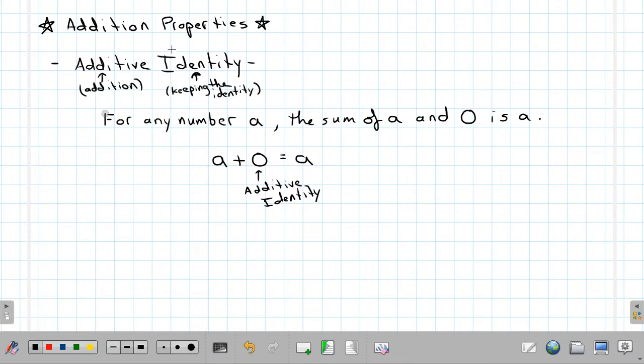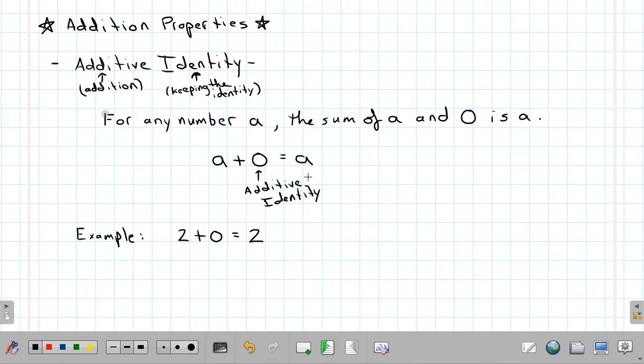Basically, what this property tells us is we can add something to anything and it keeps its identity. For example, if we have 2 and we add 0, the result is still 2. The 2 kept its same identity. We didn't change the 2 at all because we added 0. So once again, this property just tells us we're adding something to keep the same identity. We want the number or the expression to stay the same, and that is the additive identity of 0.